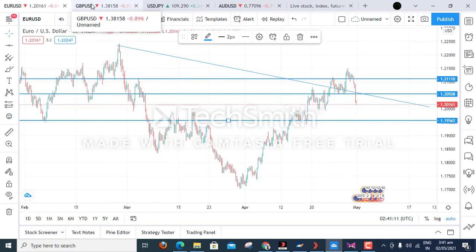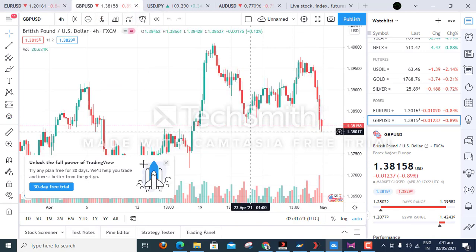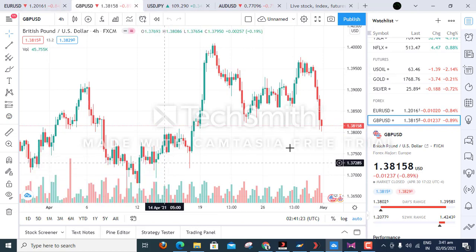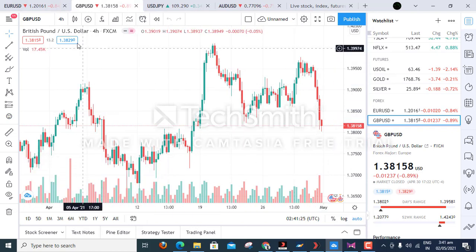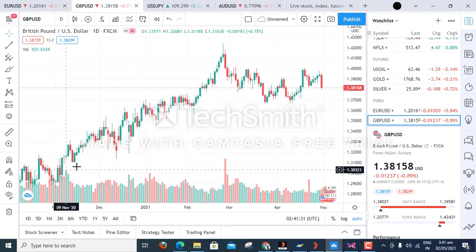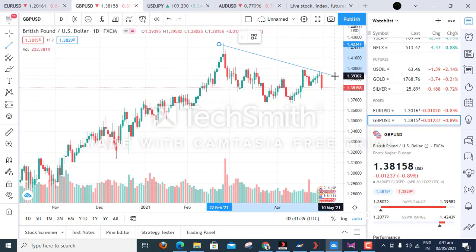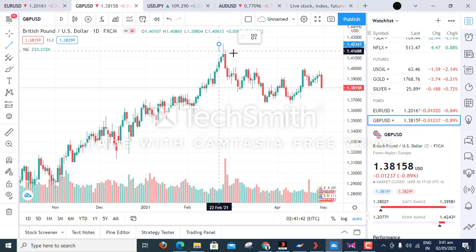Let's move to pound USD. I'm doing the same thing on pound USD. Let's move to daily charts. You could see a trend line here. There's a trend line here capping price down.